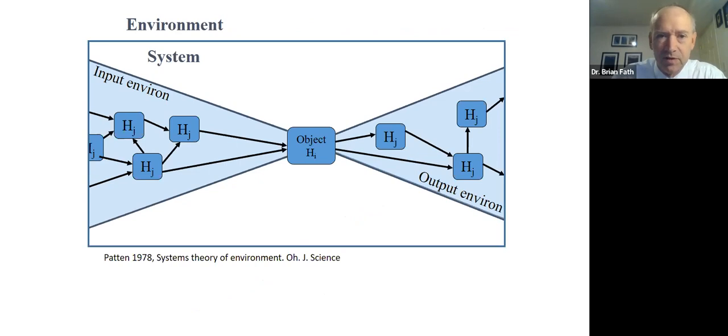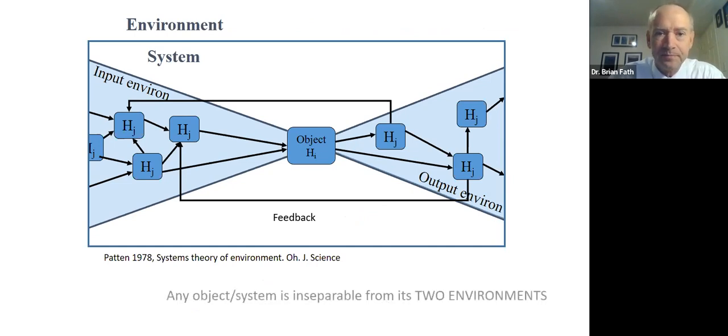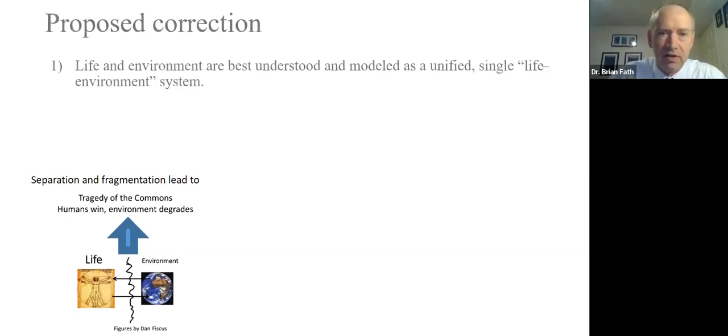Here's just another depiction of that using network science, which I'll talk about a little bit later, and also recognizing that we have feedback, that our output can actually come back in and influence us in more complex pathways. So it's really inseparable from the environment. It's part of two environments. And so what we suggest is, rather than having separation and fragmentation, which leads to the tragedy of the commons, that we want to understand life and environment as one unified system.